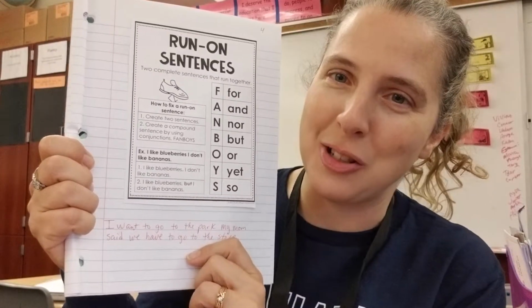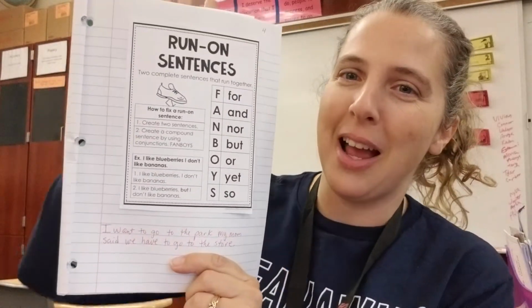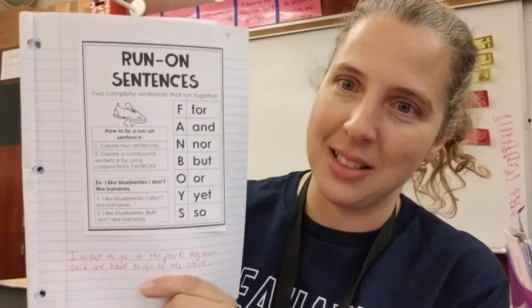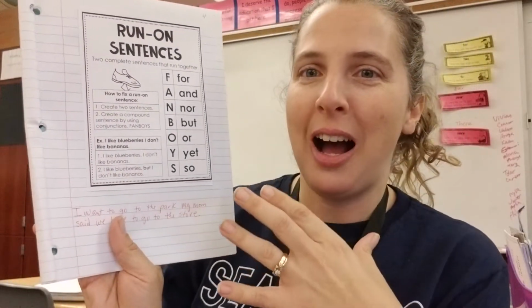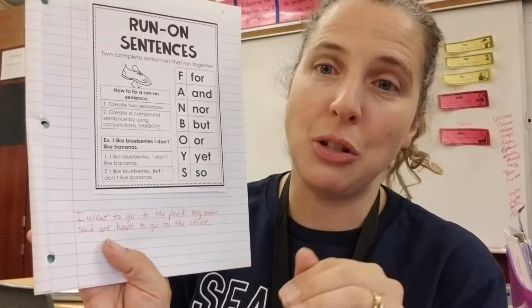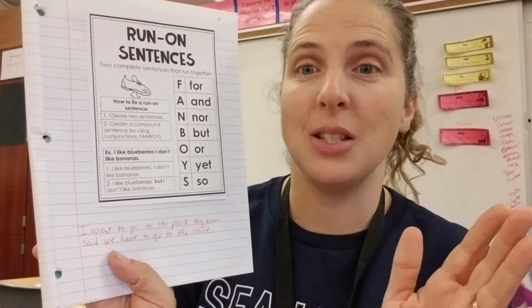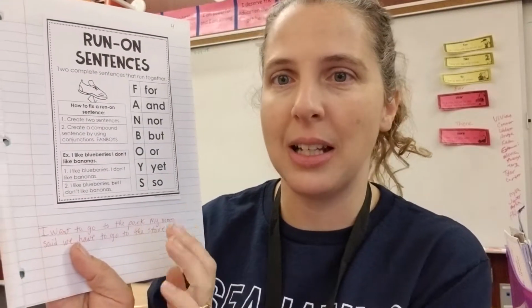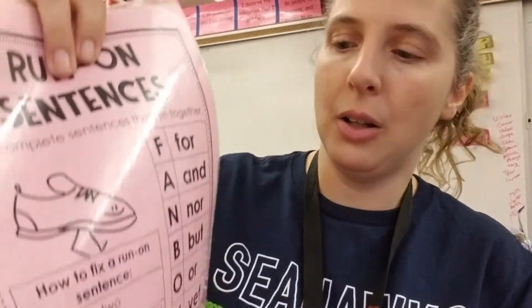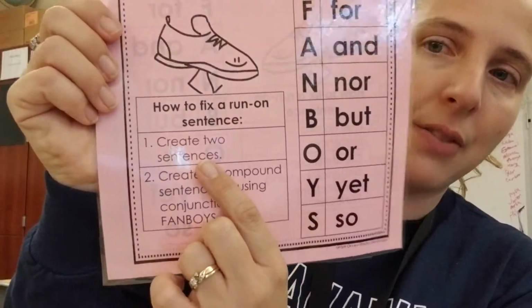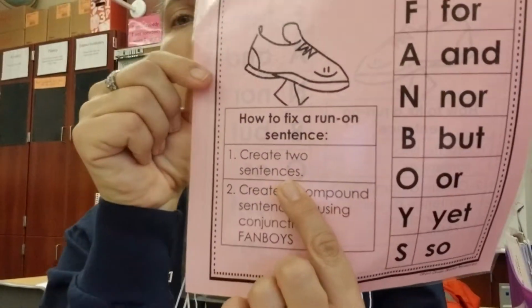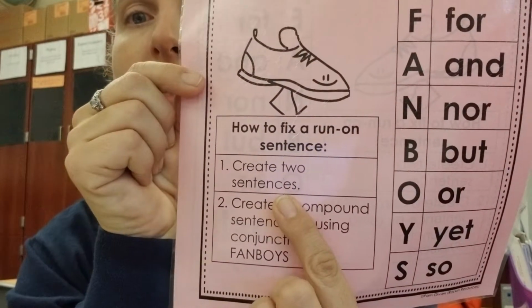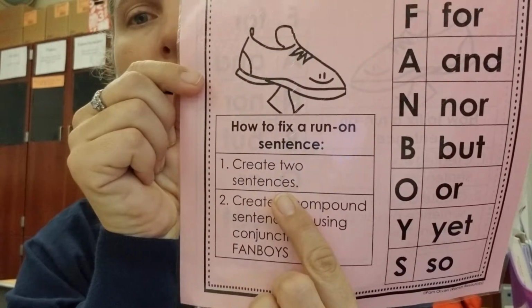Run-on sentences are one of the biggest things fourth graders need to work on. They write a big, long page, and it's all one sentence. So after you are done, you're going to go into your writing. You're going to look for places where you have a complete sentence next to a complete sentence, and you're going to decide, should I fix it by creating two sentences? If I have two nice sentences, I'll just put a period after the first, and then the second sentence needs to start with a capital letter.